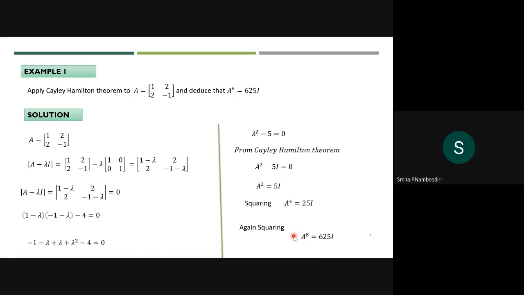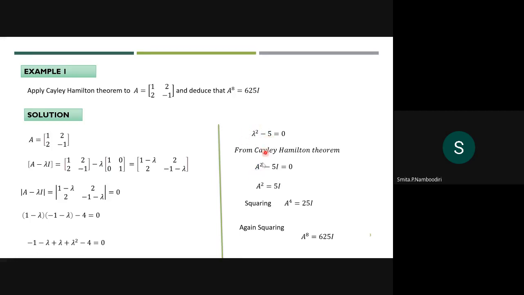कौन सा? Which one? ए स्क्वायर, ये यहाँ पे है ना, यहाँ पे हमें केली हैमिल्टन थ्योरम में क्या होता है ना, लैम्डा के बदले ए रिप्लेस करना होता है. ठीक है, जो भी तुम्हारा इक्वेशन है उसमें लैम्डा के बदले ए पुट करना है. तो यहाँ पे हो जाएगा ए स्क्वायर.